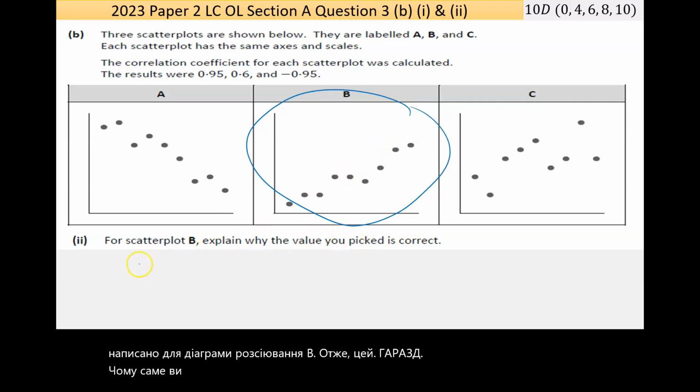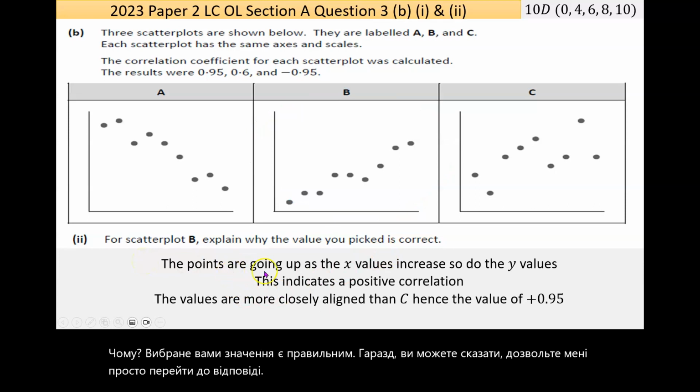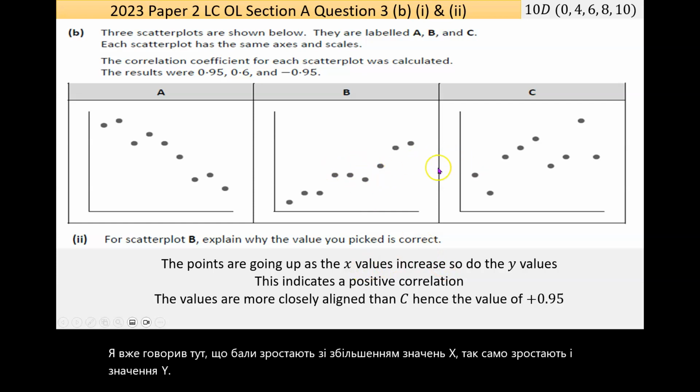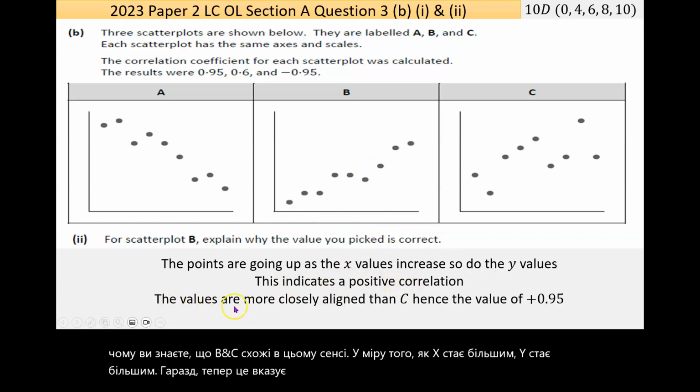Okay, so you could say, let me just go to the answer. I've said here the points are going up as the x values increase, so do the y values. So that's why B and C are similar in that way. As x gets bigger, y gets bigger. Okay. Now this indicates a positive correlation. You can say the values are more closely aligned than C, hence the value of 0.95.